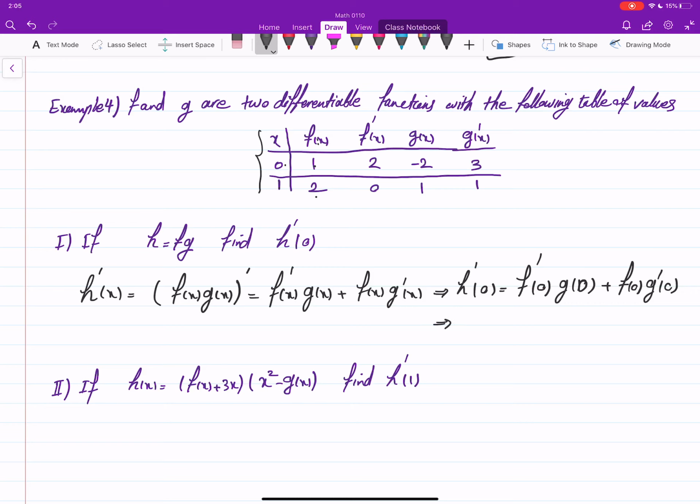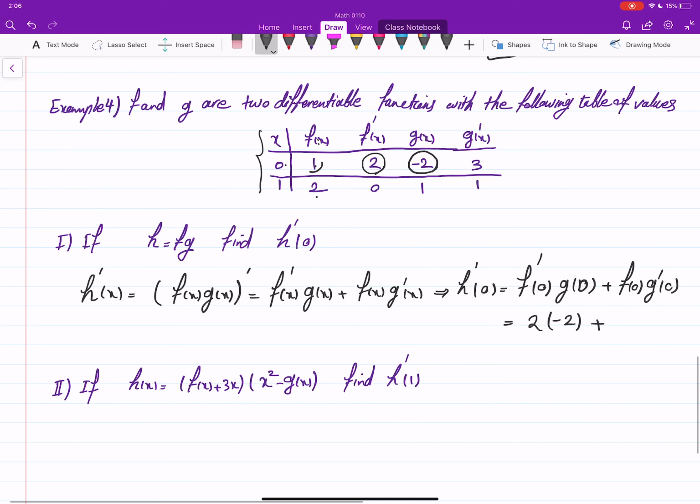Now I can use the values from the table and just find it. F prime at 0 is equal to 2. G at 0 is negative 2. Then plus f at 0, which is 1, and g prime at 0 is 3. So we have negative 4 plus 3, which is negative 1.